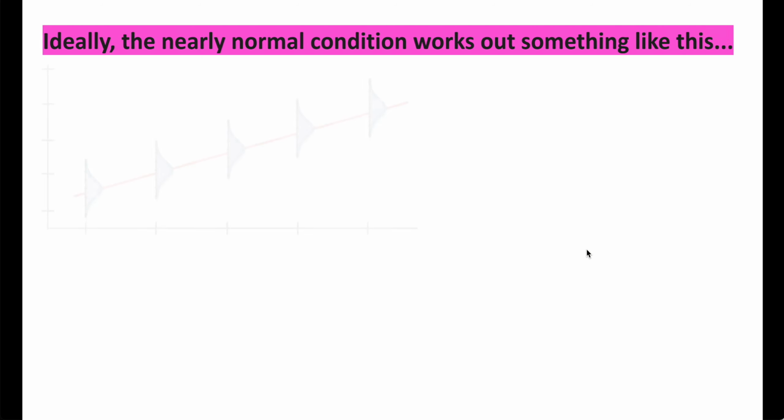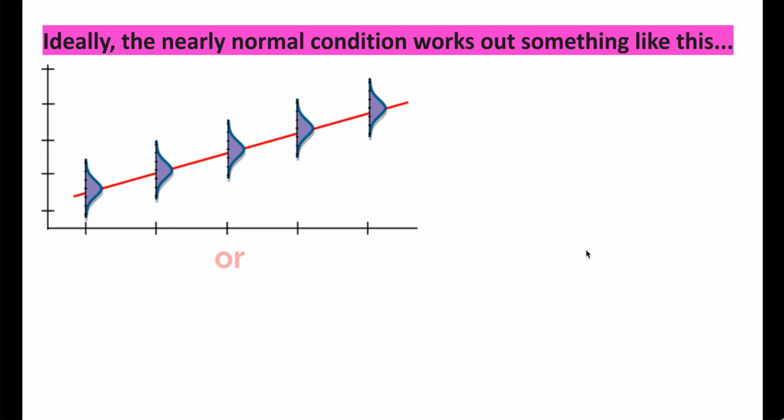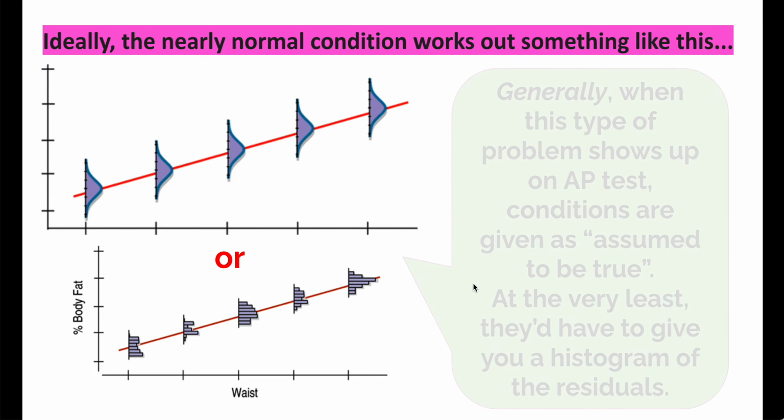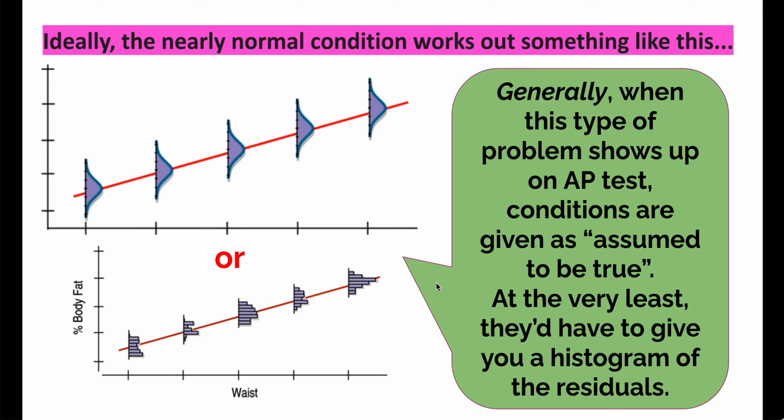Ideally, the normality condition would look something like this, where for each value of x, the residuals for that value form something that is roughly normal or without outliers. But again, that gets really, really complicated. So generally, when a question like this shows up on an AP test, they tell you that conditions are assumed to be true, or they've already been checked and verified, don't worry about it.